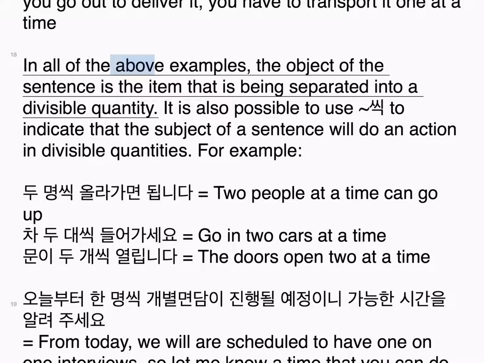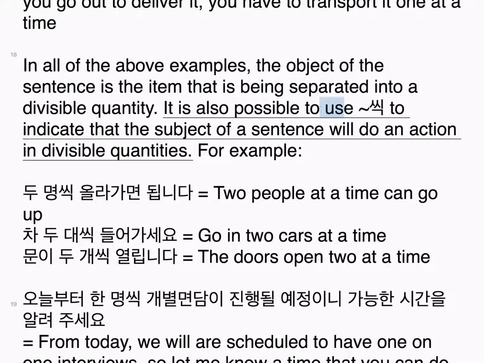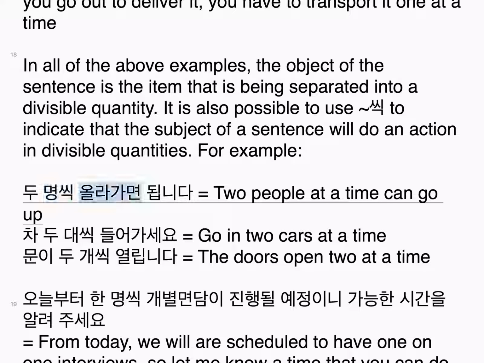In all of the above examples, the object of the sentence is the item that is being separated into a divisible quantity. It is also possible to use 씩 to indicate that the subject of a sentence will do an action in divisible quantities. For example, 2명씩 올라가면 됩니다. 2 people at a time can go up. 차 2대씩 들어가세요. Go in 2 cars at a time. 문이 2개씩 열립니다. The door is open 2 at a time.